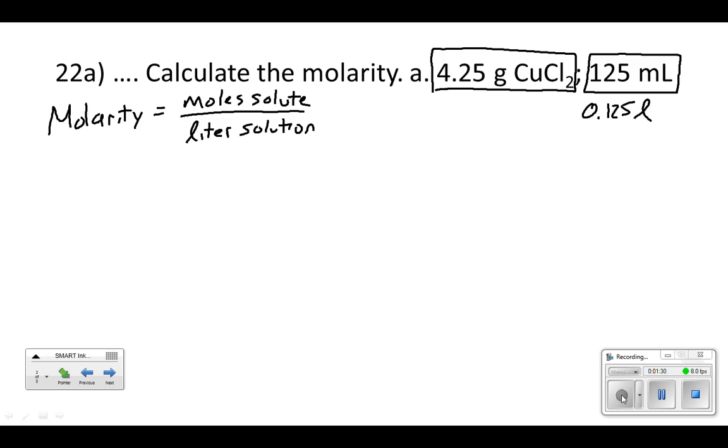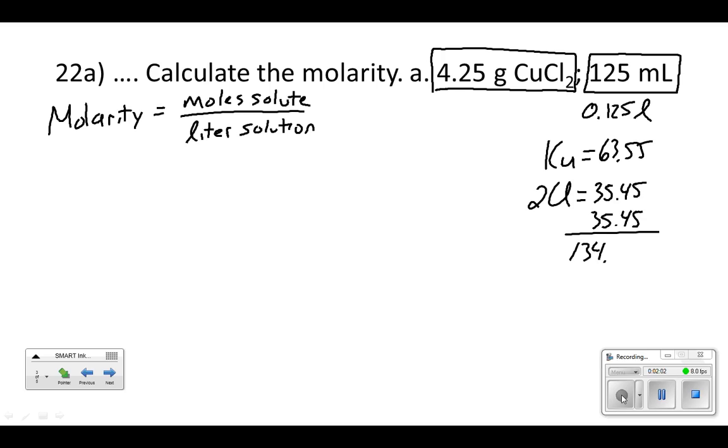So if we're going to change grams to moles, we're going to need to know how many grams there are in a mole of copper(II) chloride. It's over here on the side. This is 1 copper, and the mass of 1 copper is 63.55. And then there are 2 chlorines, and those are 35.45 each. So when we add that whole thing up, we get 134.45, and that's the molar mass. The units on that will be grams per mole for copper(II) chloride.